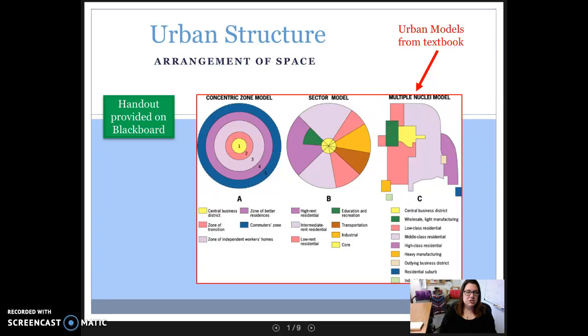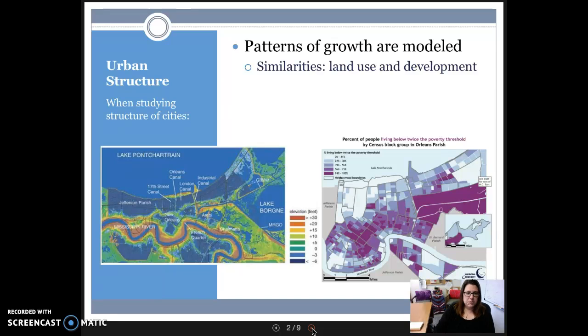Okay, I've also provided a handout on Blackboard for you that goes over this information that we're covering in the video. On the screen, you see a diagram of the three models covered in your textbook. We're going to talk about these three models today, plus two additional models that I wanted to add to the conversation. So first, what I want to talk to you about is why we model or how we model.